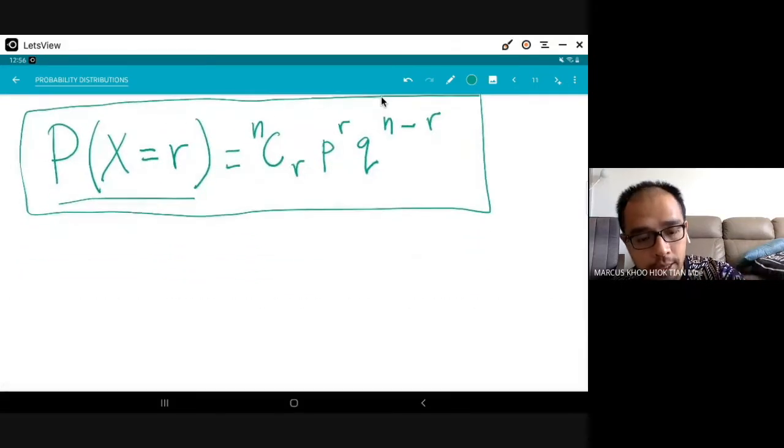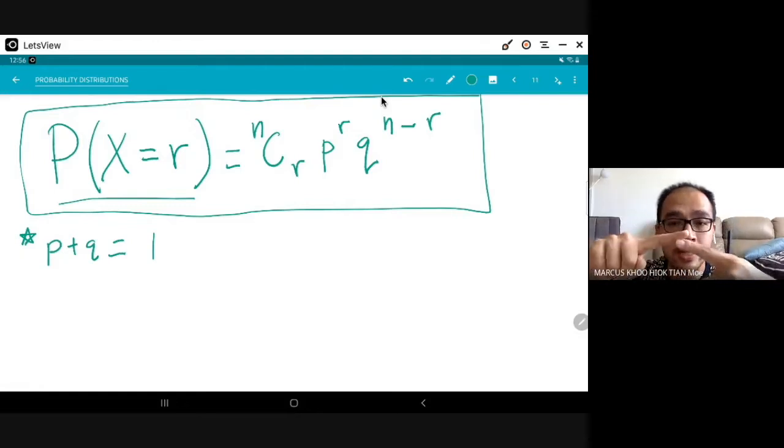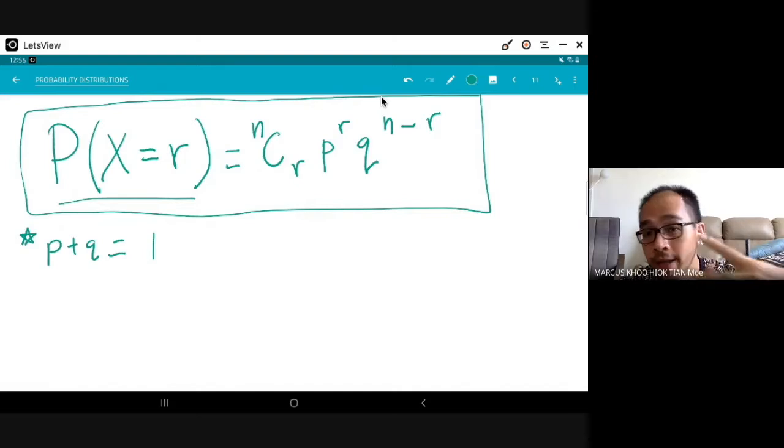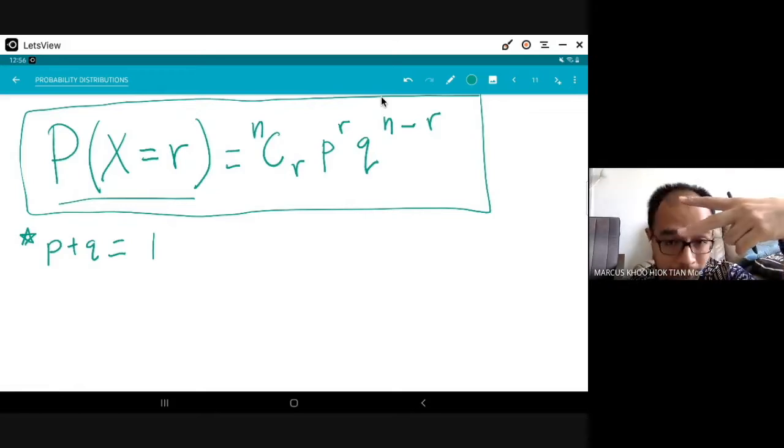Okay, so one good news is P and Q, the probability of P and Q, is always equal to 1 because it is binomial. It only has 2. If the success is 0.4, the failure must be 0.6. If the success is 0.3, the failure is 0.7. These two, in the tree diagram, when you add the probability together, they must always equal 1. Okay, that's number 1.